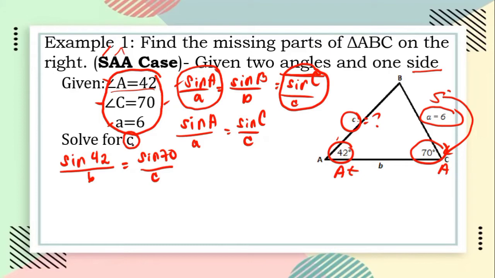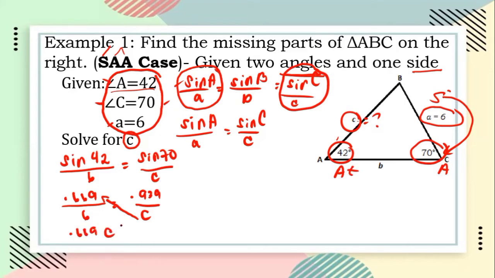Let's start solving for the value of C. Find the value of sine 42 using your calculator, and that is 0.669 and so on, divided by 6, equals the value of sine 70, that is 0.939 over C. Now you can cross multiply your given here. To solve for C, you have to cross multiply C here.